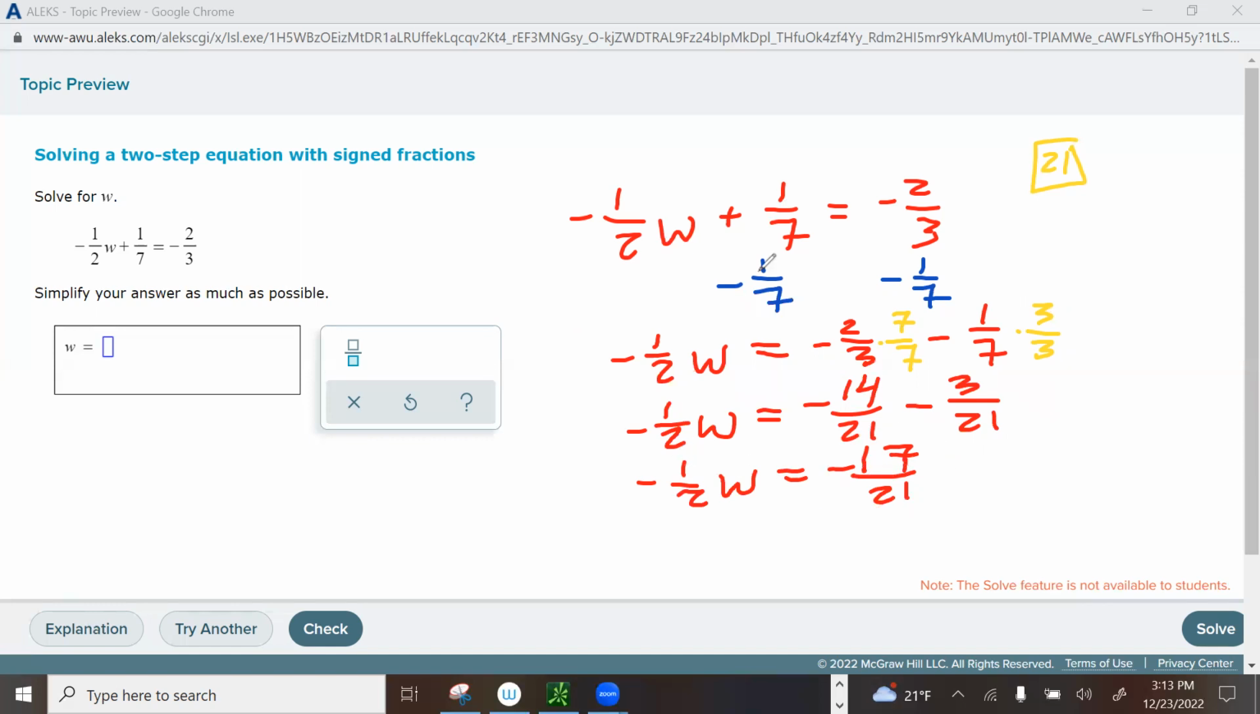Now it's time to tackle this -1/2. Well, guess what? It's being multiplied by the W. So we're going to do the opposite of multiplying by -1/2, which is dividing by -1/2. But you know what? I don't like dividing by fractions. After all, it's the same thing as multiplying by the reciprocal.